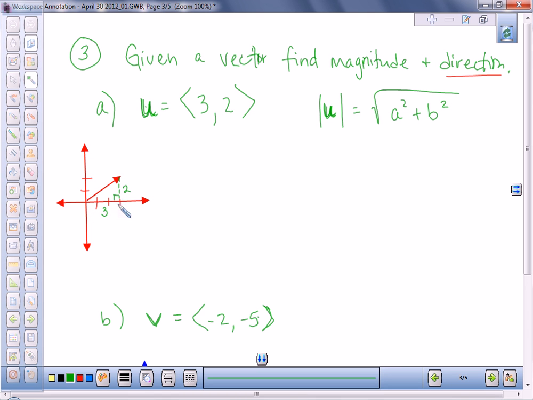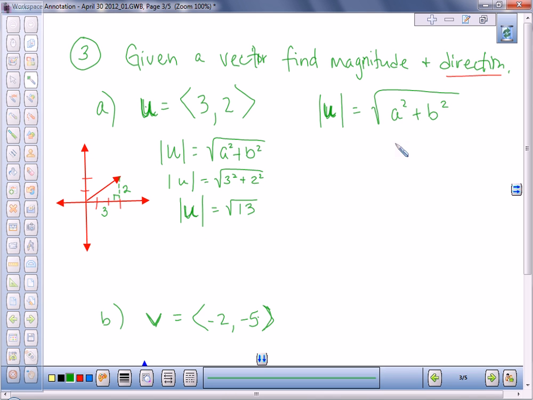So to find the magnitude of vector u is just the Pythagorean theorem. It's the square root of a squared plus b squared. So the magnitude of u is the square root of 3 squared plus 2 squared. 9 plus 4 is 13. So the magnitude of this vector u, and the u should be bold, is the square root of 13. And there we go. Magnitude, the square root of a squared plus b squared.